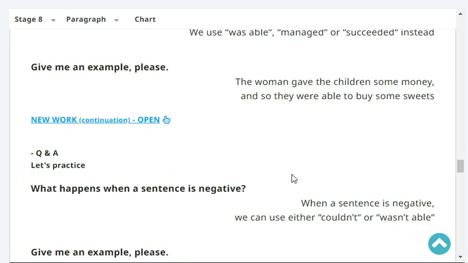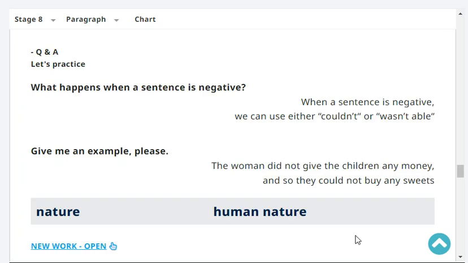Okay, next. What happens when a sentence is negative? When a sentence is negative, we can use either couldn't or wasn't able. Very good.